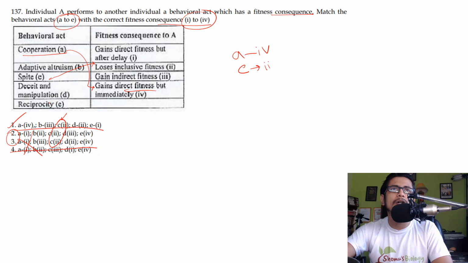Similarly for E as well, reciprocity gains direct fitness but after delay, that is reciprocal altruism.